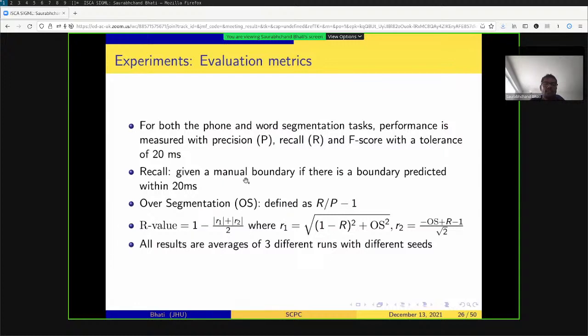And then we have another metric, which is defined as R value, which focuses on over-segmentation, how many times you are predicting extra boundaries. And these two, F-score and R value, are typically used for measuring the performance of segmentation algorithms, and we use the same. And to not use just the best system, or to normalize for different runs, we report all the results as averages of 3 runs. So it normalizes the variations you would get with different seeds and different starting points.